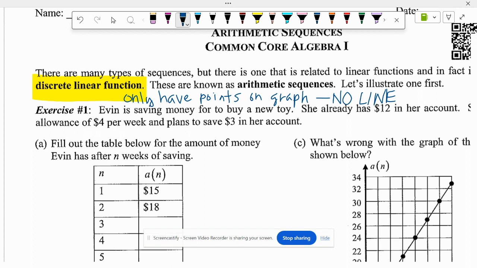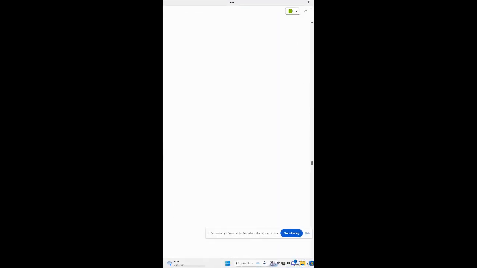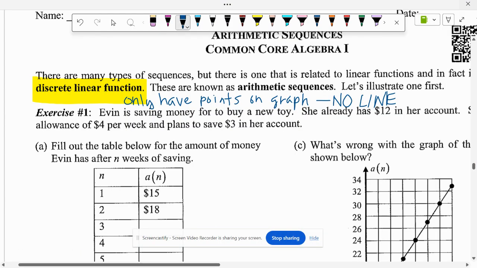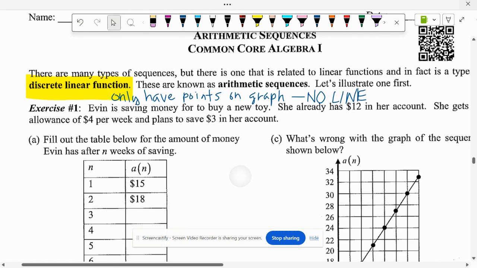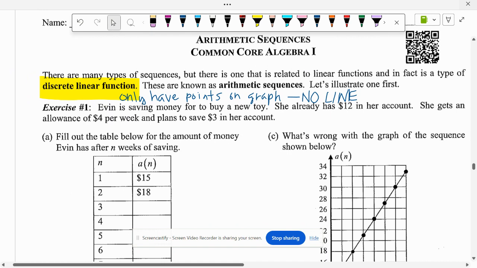Why is that? What did we learn yesterday about sequences? What kind of numbers do sequences use? Yeah, sequences don't include decimals. So if we use that line, it includes decimals, right? So a sequence can't have decimals. It can only have points, right?